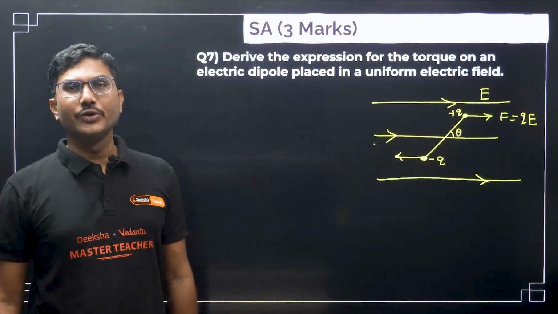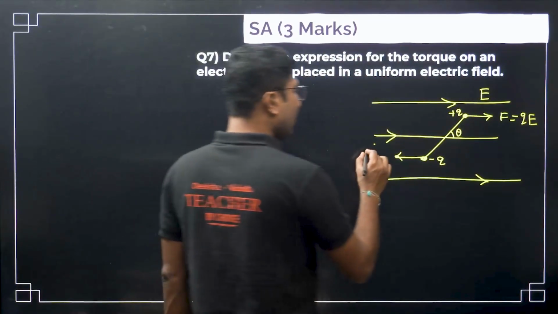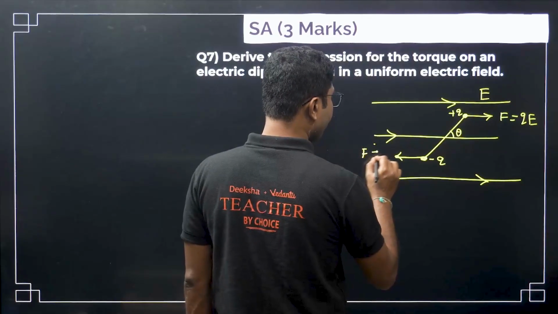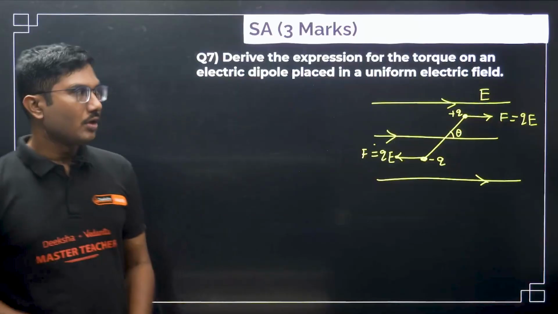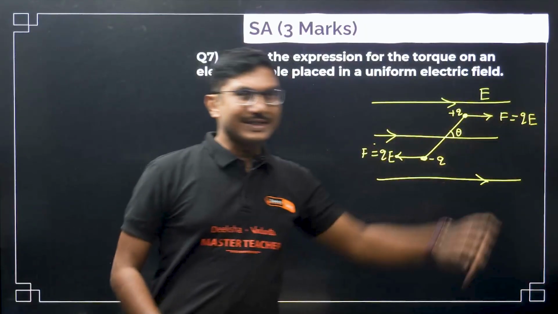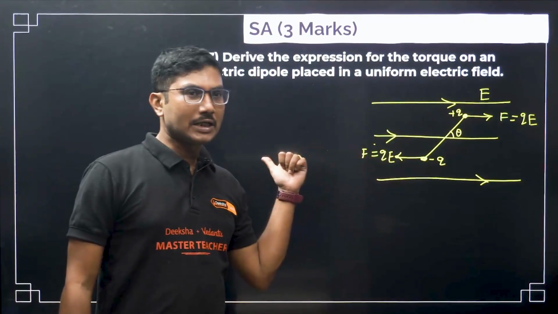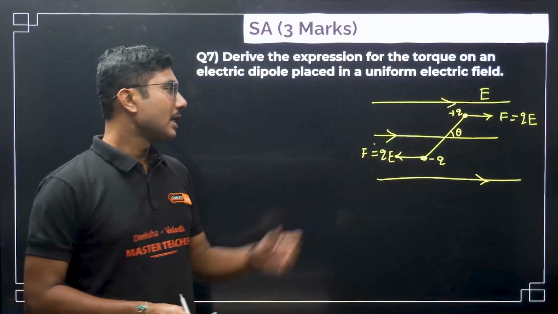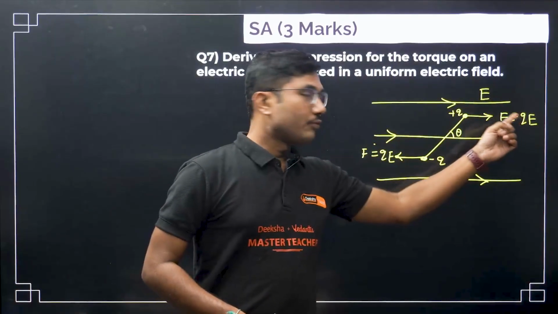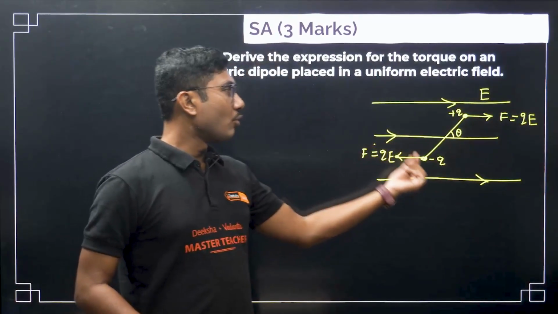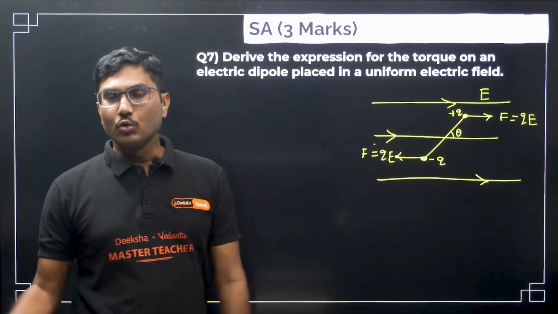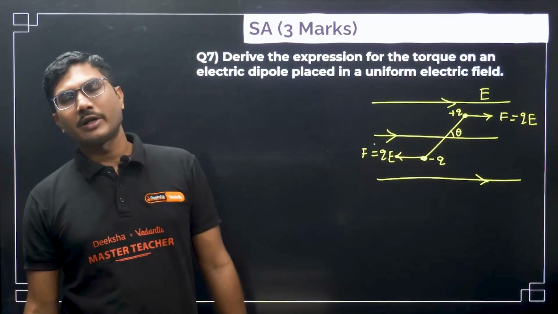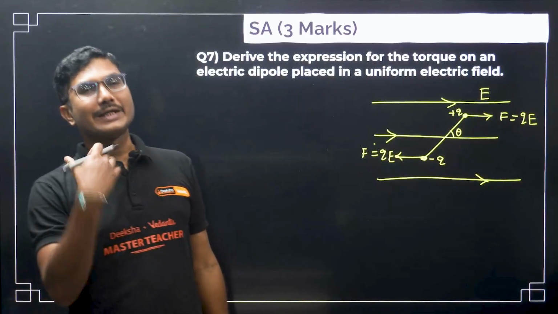The electric force is Q into E, and the magnitude of the force on the negative charge will also be the same value. So plus QE in this direction, minus QE in this direction. That means the forces acting on both charges are equal in magnitude. Now, two equal and opposite forces acting on an object means it will experience a torque.